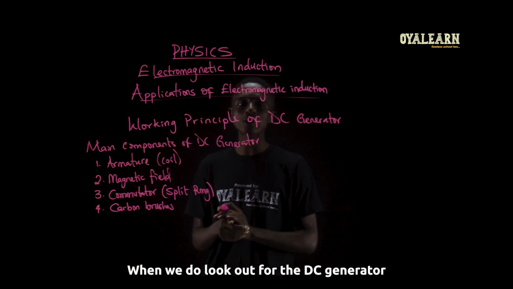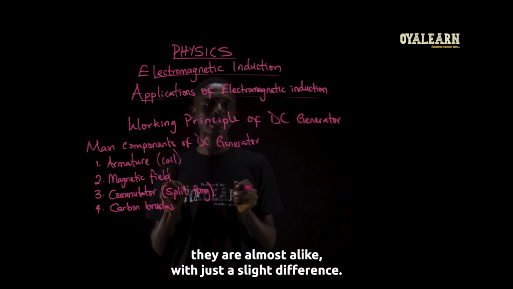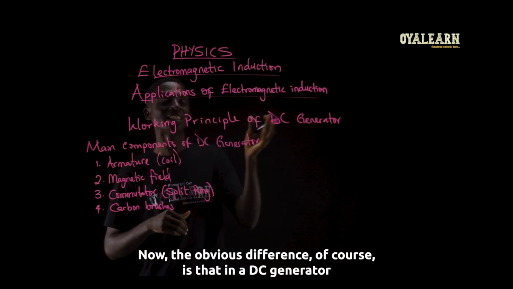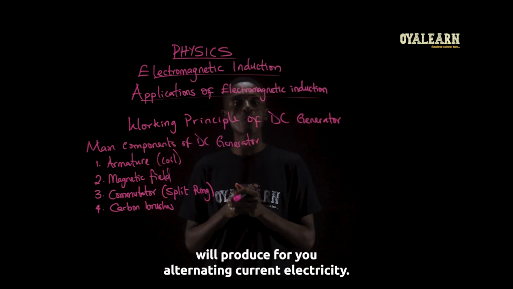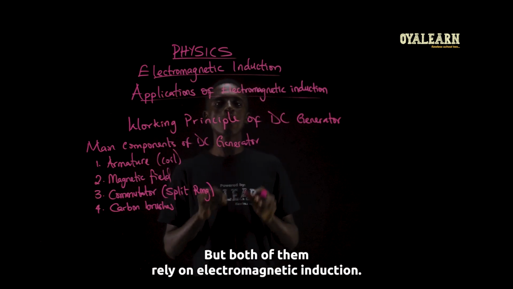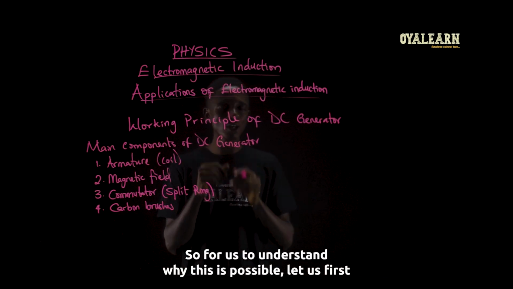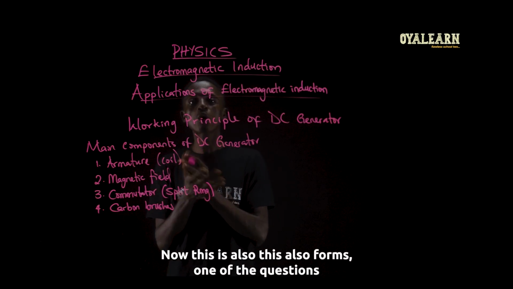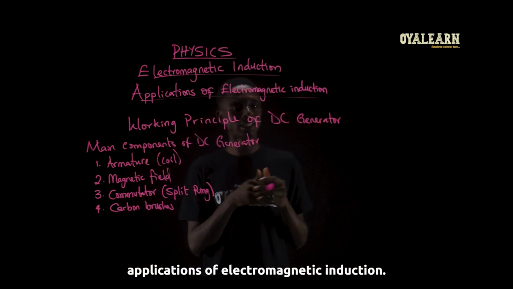When we look at the DC generator in comparison with the AC generator, they are almost alike with just a slight difference. Now, the obvious difference, of course, is that in a DC generator, you are producing direct current electricity, while the AC generator will produce alternating current electricity. But both of them rely on electromagnetic induction. So for us to understand why this is possible, let us first look at the main components of a DC generator. Now, this also forms one of the questions you will probably face when asked about applications of electromagnetic induction.